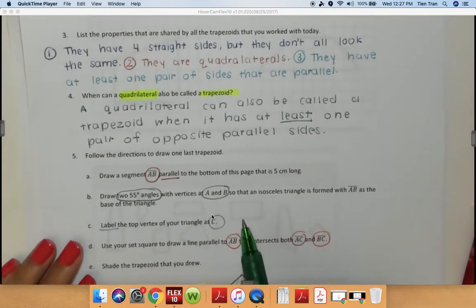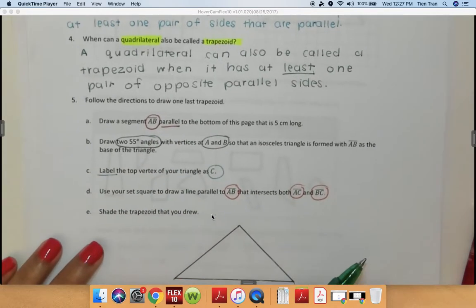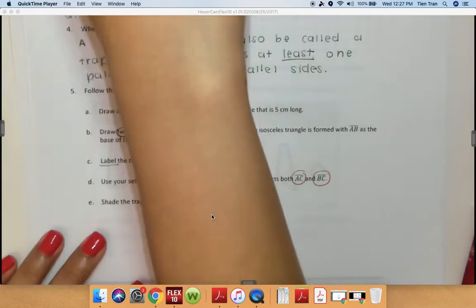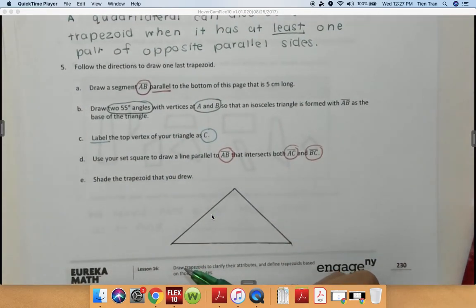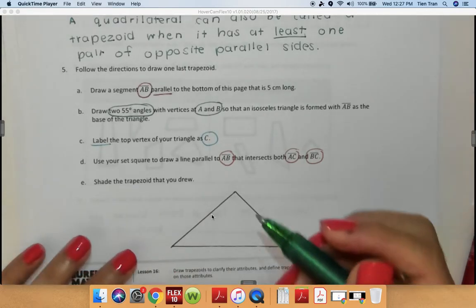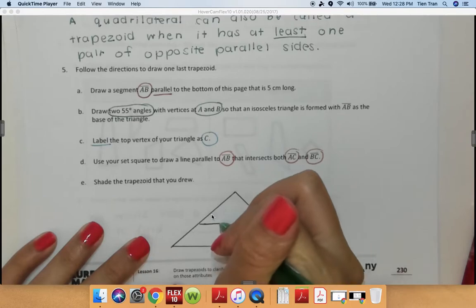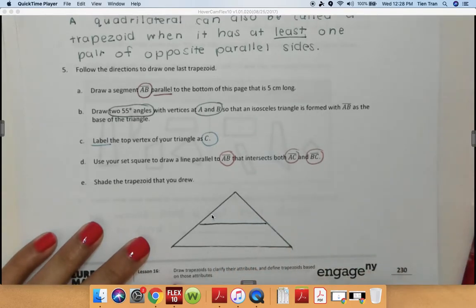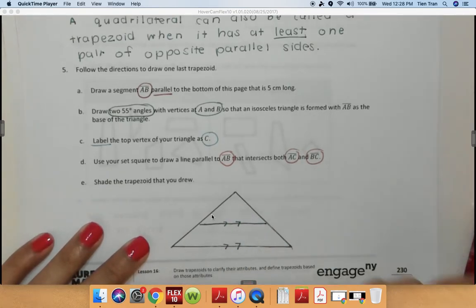Okay? For number 5, follow directions to draw one last trapezoid. Draw a segment AB parallel to the bottom of this page that is 5 centimeters long. So this is approximately 5 centimeters long. And a segment means that I'm drawing a line across. So I'm going to draw my line across. There you go. So it is parallel and it is about 5 centimeters long. I'm showing you guys that it is parallel.